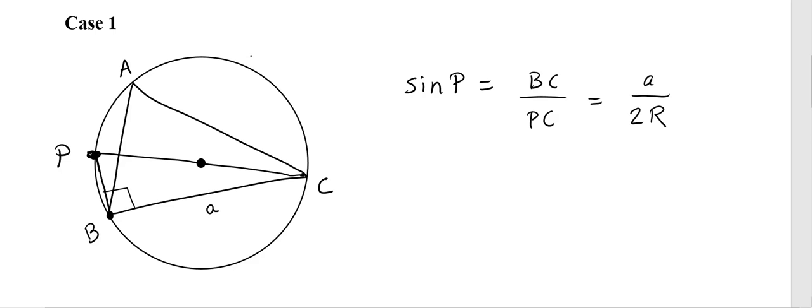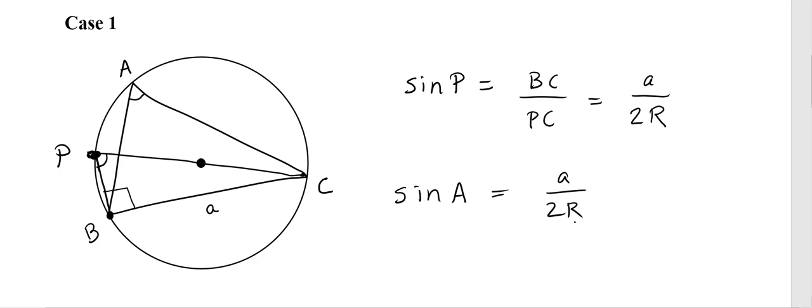One more observation we'll make about this picture. Take a look at angle A. It intercepts arc BC here at the bottom. It's an inscribed angle that intercepts arc BC. So it measures half of that arc. But look at angle P here. It intercepts the same arc. It's another inscribed angle with half the measure of arc BC. So that means those two angles are congruent. And so I can replace the sine of P with the sine of A.